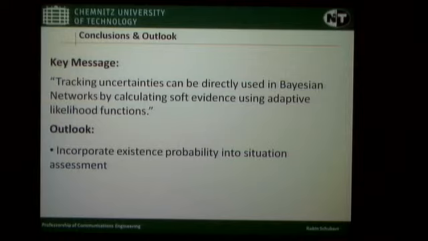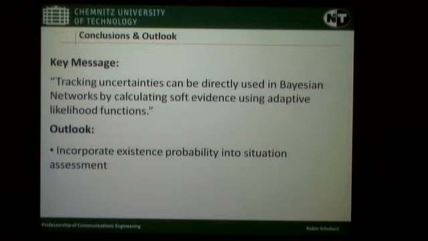In the next weeks, what we plan to do is that we also incorporate the existence probability of the vehicles into the situation assessment, because this is neglected now at the moment, because normally we don't even know if the vehicle exists at all, if it is there. So here, for these results, I've just taken vehicles which exceed a certain existence probability threshold, but I will take this into account explicitly in the next weeks.